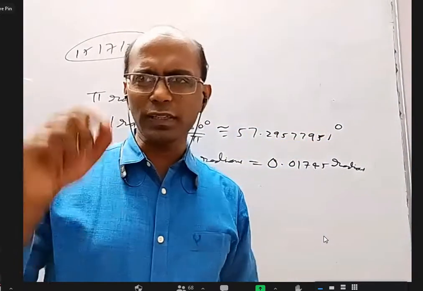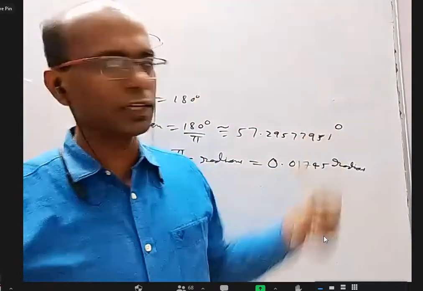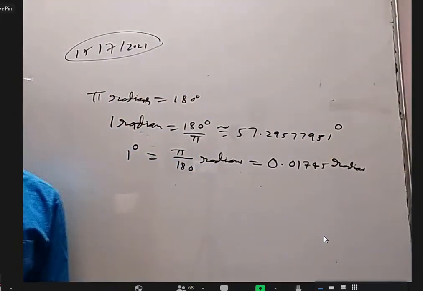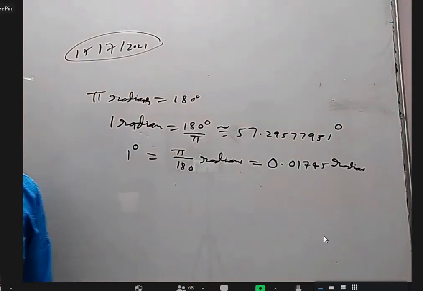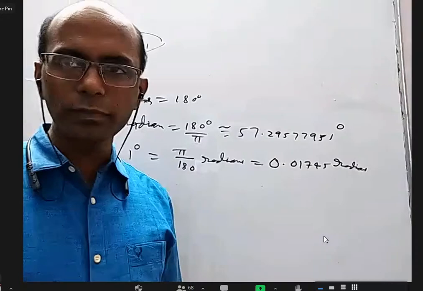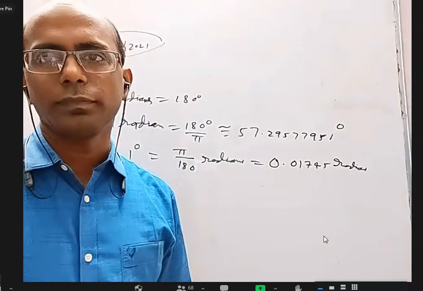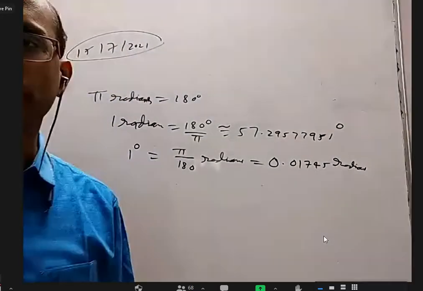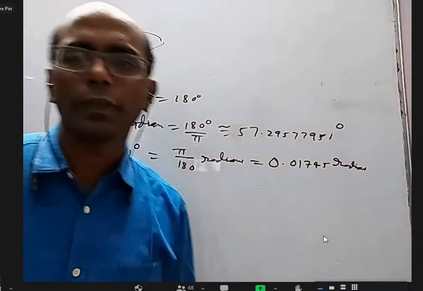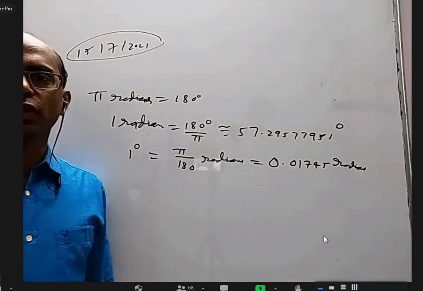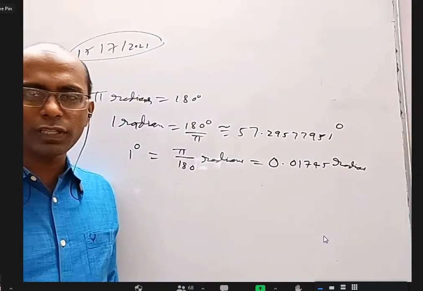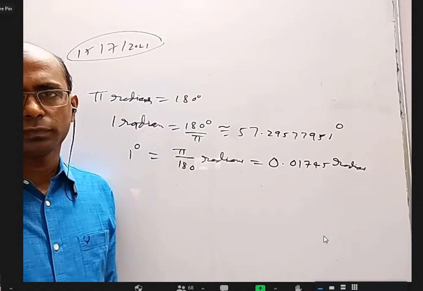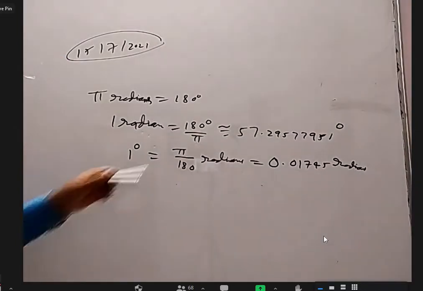Anybody want to tell why? When theta is very small, sin theta equal to theta is clear to me. How are you telling tan theta is also theta? Because when theta is very small, what will happen to cos theta? Cos 0 degrees is how much? 1. So when theta is very small, cos theta is 1. So there is no difference between sin and tan. Is it all right? Anyway, we'll come to that.